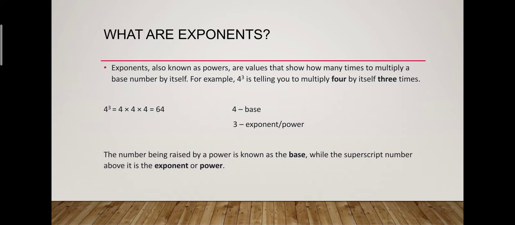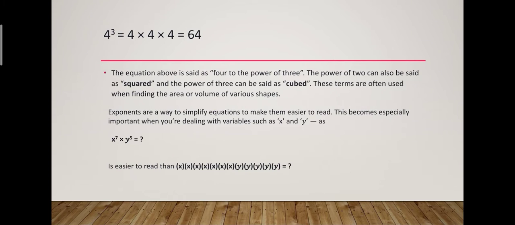The number being raised by a power is known as the base, while the superscript number above it is the exponent or power. The equation above is said as 4 to the power of 3. The power of 2 can also be said as squared, and the power of 3 can be said as cubed. These terms are often used when finding the area or volume of various shapes.